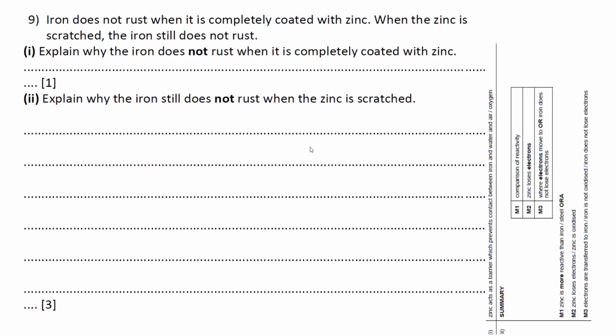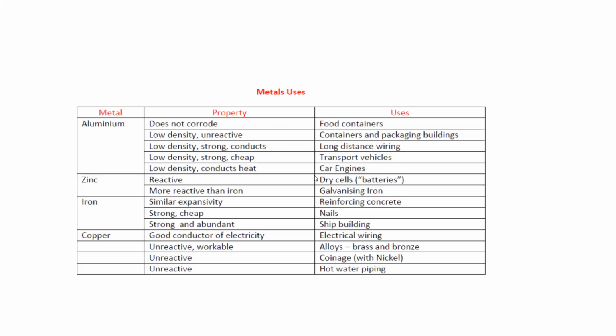Then the last part of this is the uses of the metal. You just have to learn the uses of the metal, the property and the uses. Aluminium does not rust, so we can use it for food containers. It has low density for containers or packaging, building. Low density, strong and conducts electricity, so we can use it for wiring, long distance wiring or high tension wire.